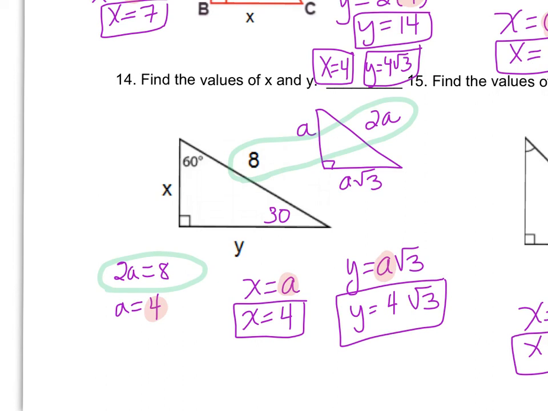Number 14. This is a 30, 60, 90, which means this is a 1, 2, 3. So that means I'm setting up the 2a, which is going to go across from the 90, 2a. The radical 3 always goes wherever the 30 is, which is on this side. So see, that's where I find it, square root of 3 with an a. And that leaves me with a.